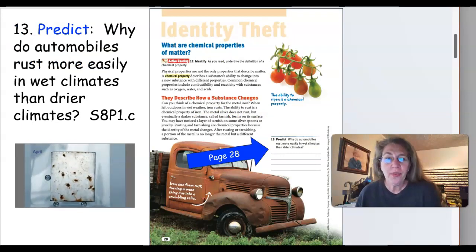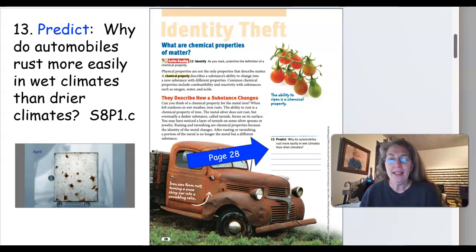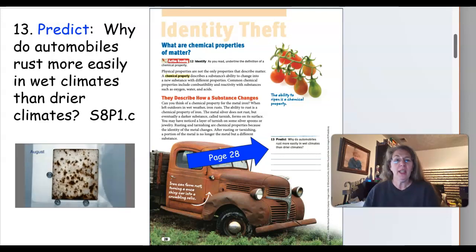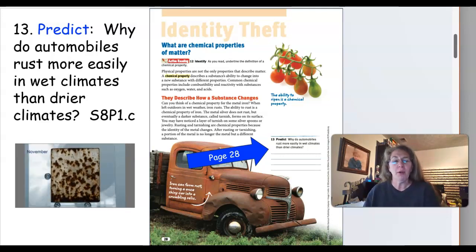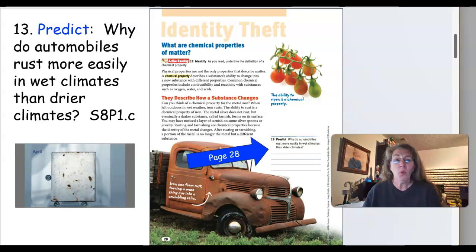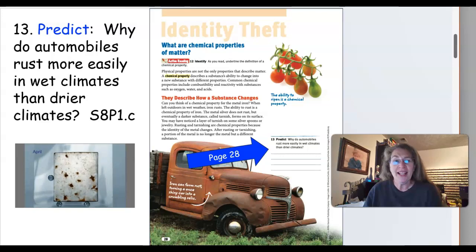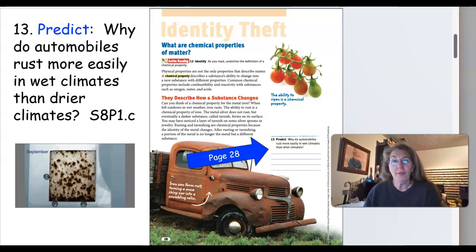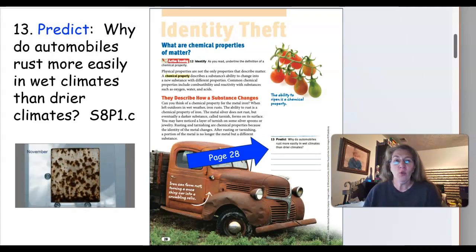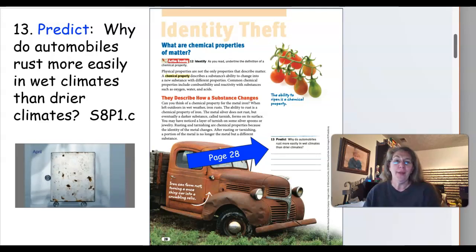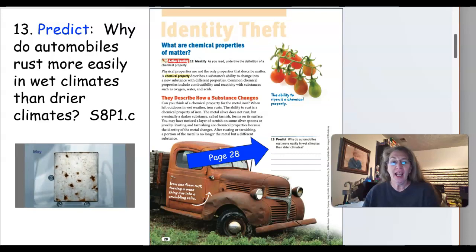So read through your information on page 28. And then on the bottom of 28, you have a predict statement. The predict statement says, why do automotives rust more easily in wet climates than drier climates? If you don't know what rust means, that's when something, when exposed to the air or water, gets this reddish, crusty color on it, caused by oxidation. So pause the video, answer question number 28, and then come back when you're ready.